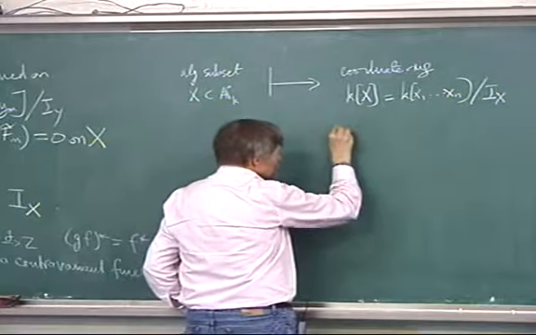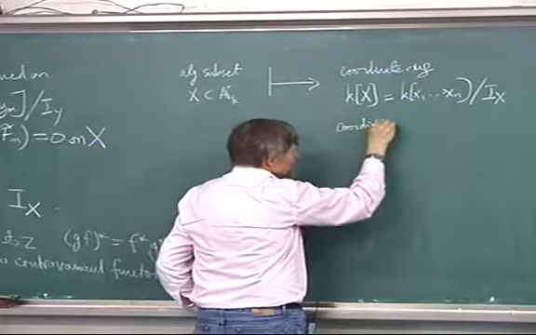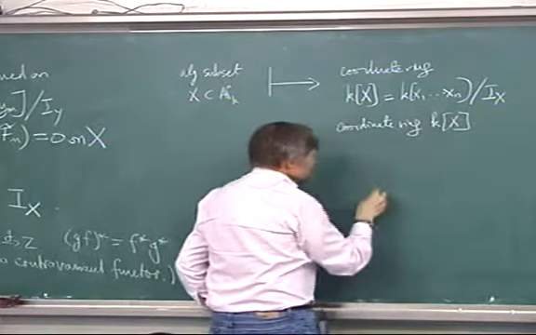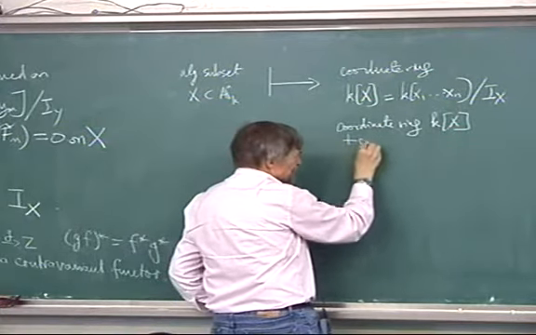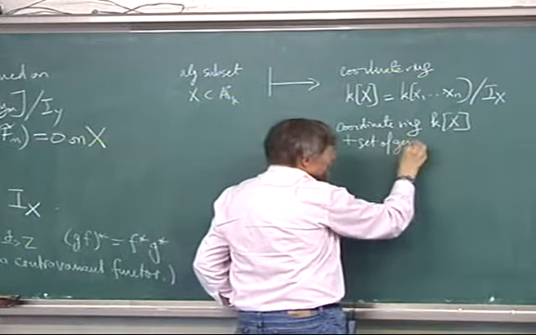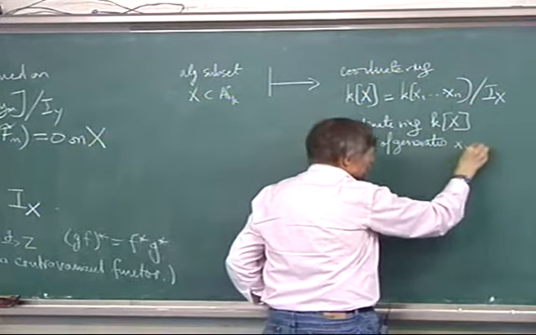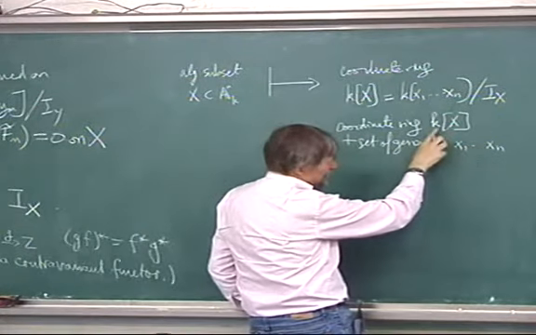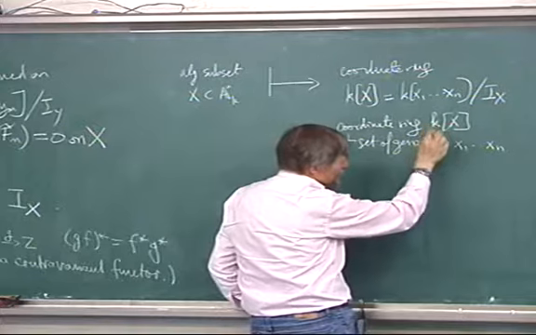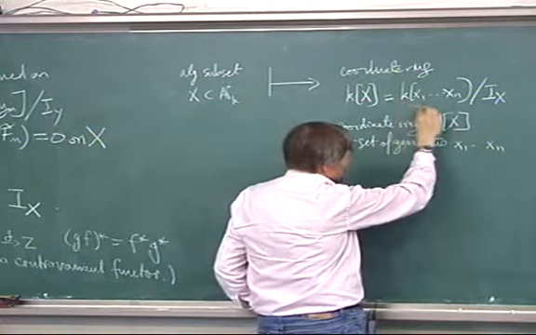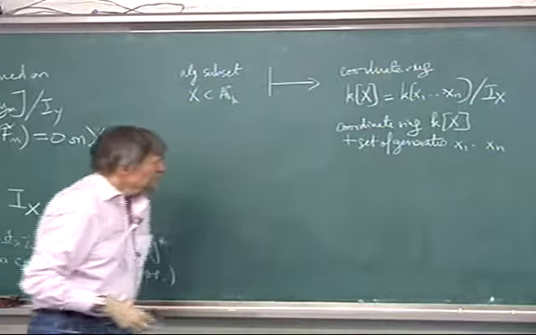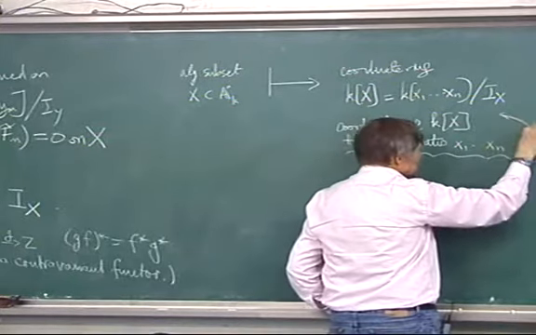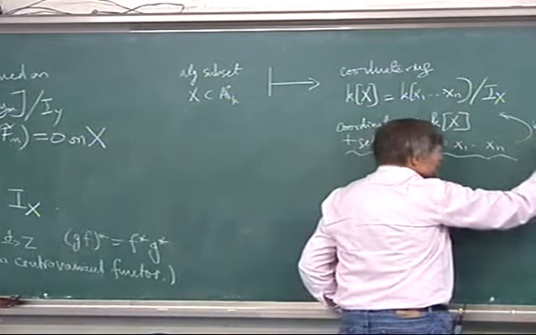Conversely, if you know the coordinate ring K of X plus a set of generators x1 up to xn. To say that I know a set of generators is just the same as saying that I know how to represent this ring K of X as a polynomial ring divided out by an ideal. So this set of generators means, i.e., a representation in that form.